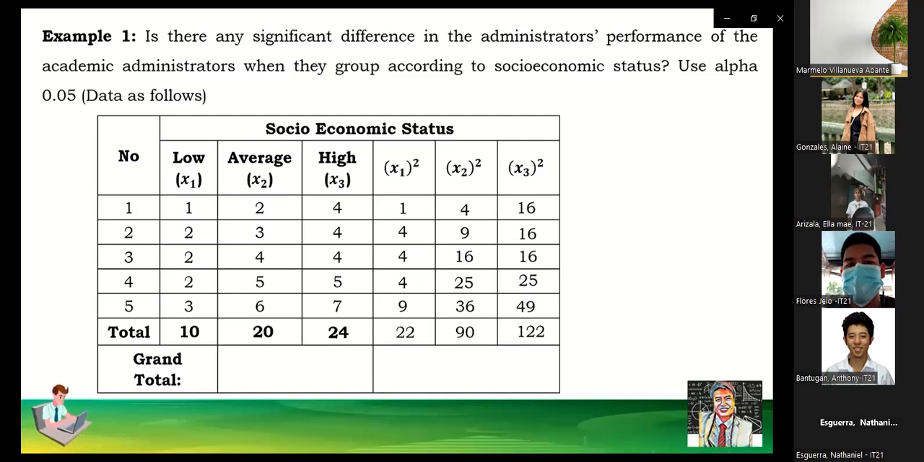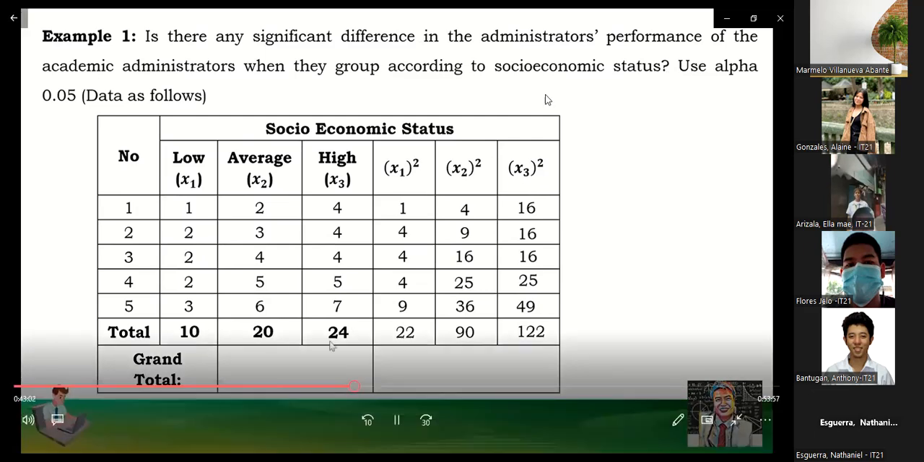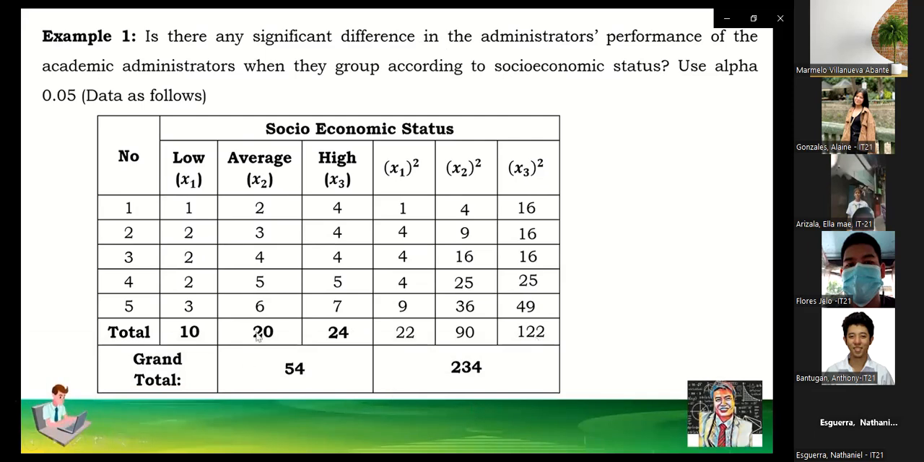You can pause the video if you want to check whether the answer is correct; I summed it up. Now the grand total: we need the total of the non-squared data, and also the total of all the squared data. 10 plus 20 plus 24 gives us 54. 22 plus 90 plus 122 gives us 234. Take note, here we add up the totals of the non-squared data, meaning the total of each data, and the other one is the total of all the squared data.